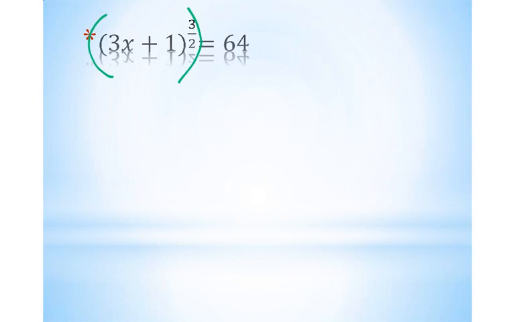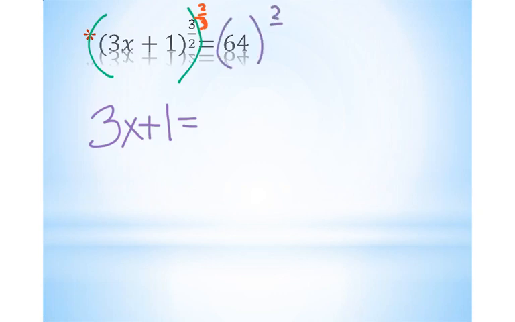So what I could do is raise it to the 2/3 power, because according to my rules for exponents, I would multiply my exponents. That's going to work out really well because I'm going to have 3x plus 1, and then 3 halves times 2/3 is just 1, so this is all I've got, and that makes that side nice. And then what you do to one side, you have to do to the other side, so 64 to the 2/3 power. So remember how that works.